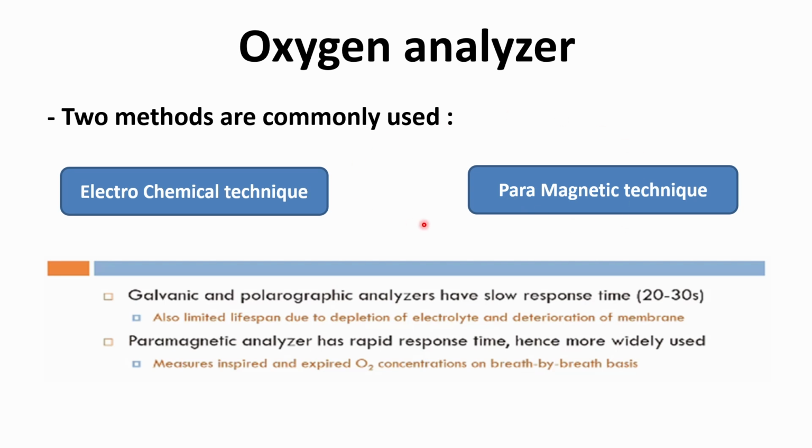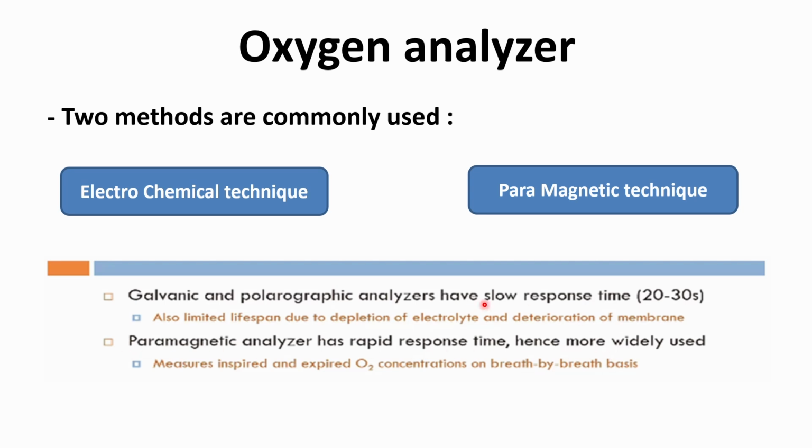We should know that oxygen and nitrous oxide are the only gases which have some magnetic features. The electrochemical techniques, which are the galvanic or polarographic analyzers, have a slow response, taking 20 to 30 seconds, and they also have a limited lifespan due to depletion of electrolytes and deterioration of the membrane. They need to be changed from time to time.